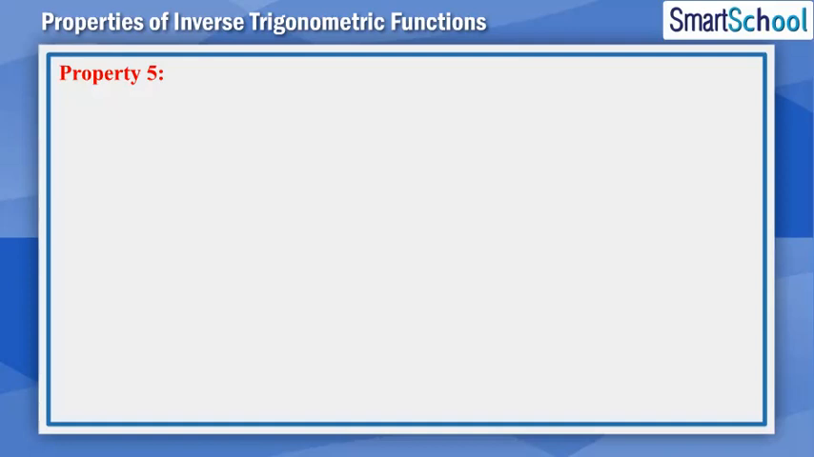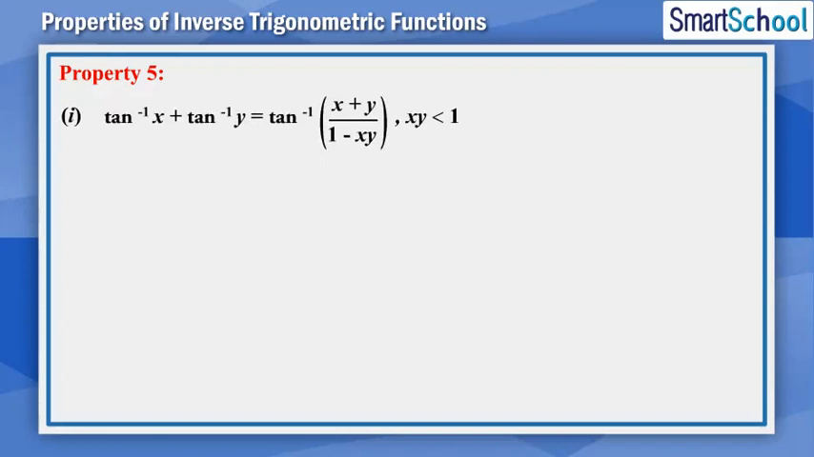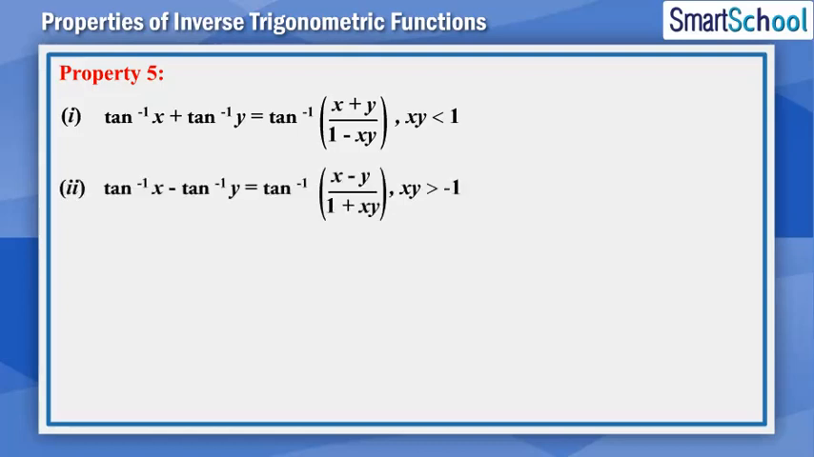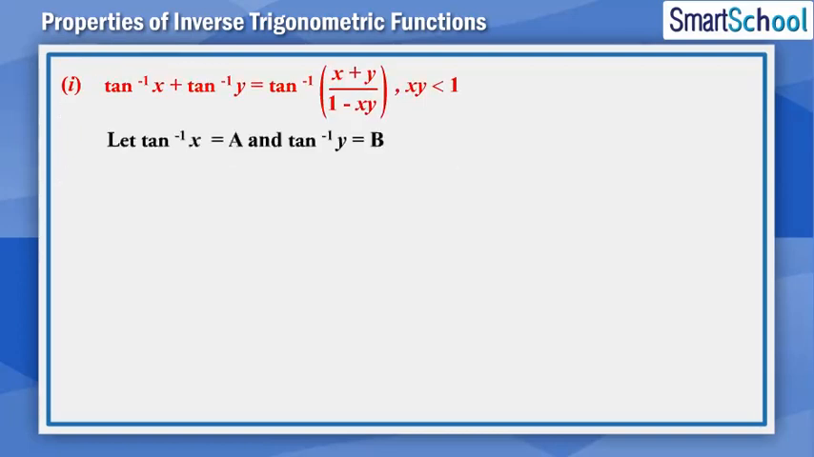The fifth property states that tan inverse x plus tan inverse y is equal to tan inverse of (x plus y) upon (1 minus xy), and tan inverse x minus tan inverse y is equal to tan inverse of (x minus y) upon (1 plus xy). Let's prove the first property. Denote tan inverse x by a and tan inverse y by b.